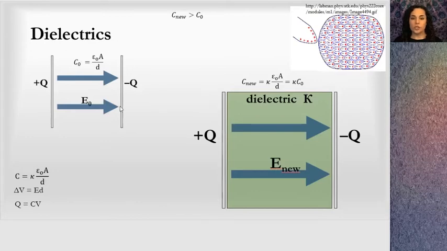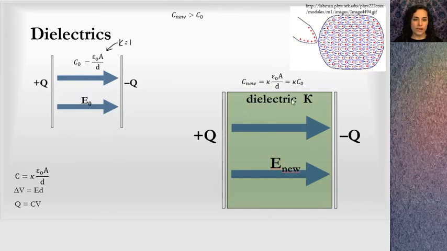In this situation here, notice that I don't have anything in between. I have the original capacitance, C0. There's no kappa in here. Kappa equals 1 in this situation. And we have some sort of original electric field from one charge to the other.